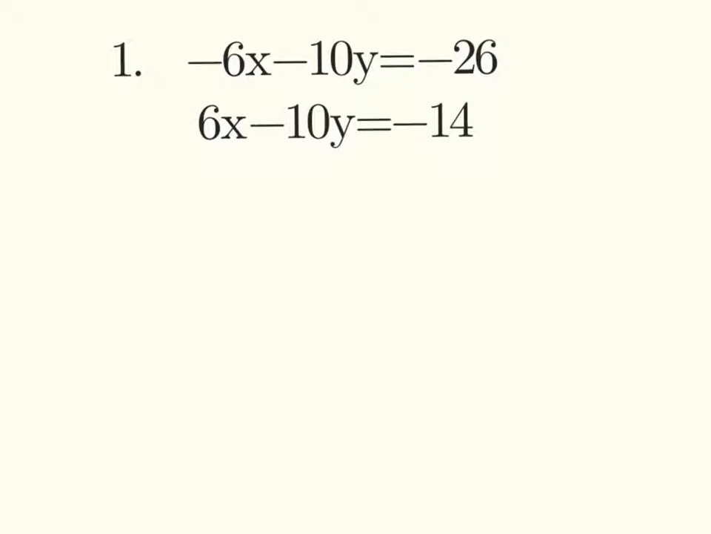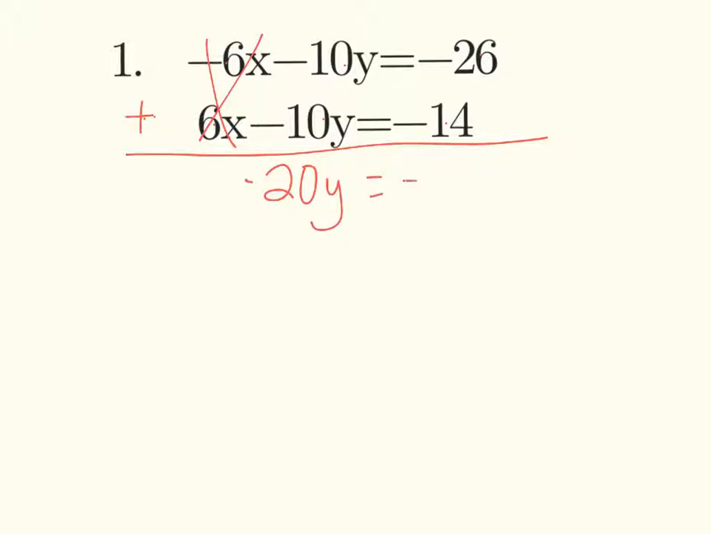Okay? Now, I'm going to choose to eliminate the x's because this one has a negative, but this one doesn't. So they're opposite. If you have opposites, that's a good thing, all right? So we're going to eliminate by adding here. When we eliminate, -6 plus 6 is no more. It's gone, okay? -10y plus -10y, that will give me -20y. And then -26 plus a -14, that's -40.